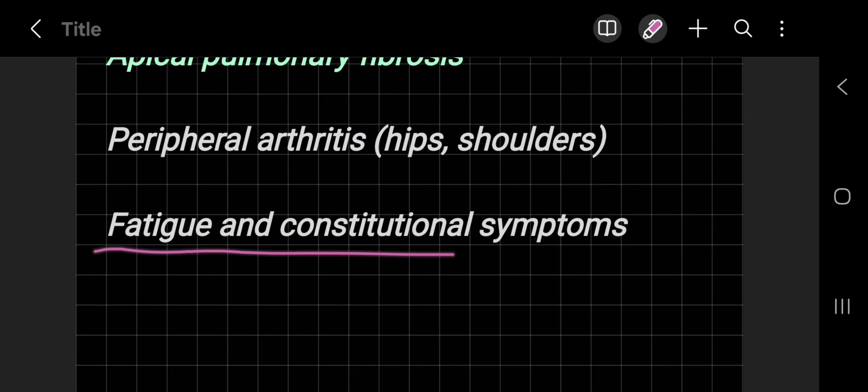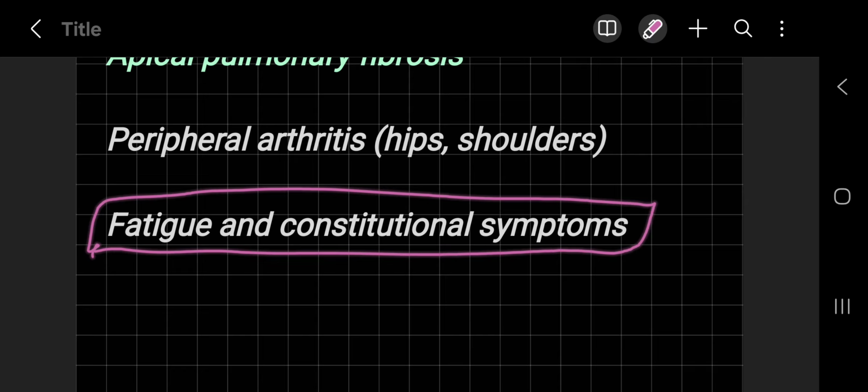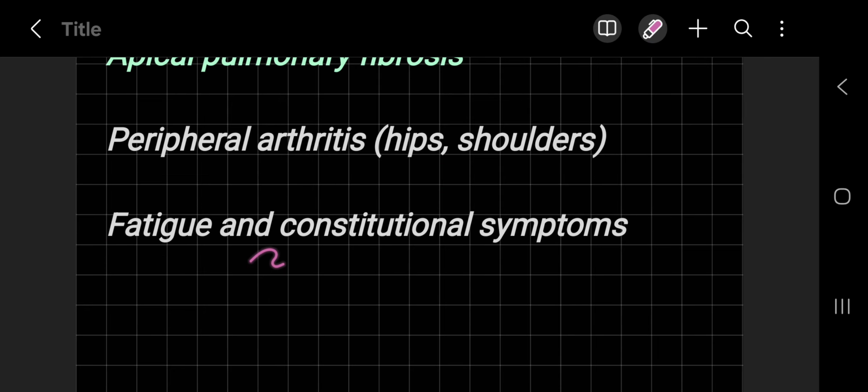Also, there is fatigue and constitutional symptoms like those seen in other inflammatory and autoimmune conditions. And in ankylosing spondylitis, there may be cardiac conduction system involvement leading to heart block.